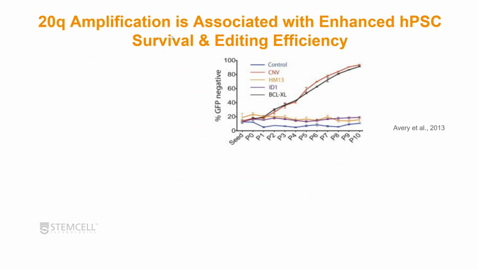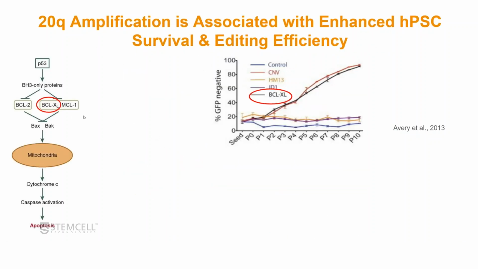So this 20q amplification is associated with enhanced pluripotent stem cell survival. And this study that came out a few years ago showed that within this region of 20q, the BCL-XL gene is the gene that is responsible for this enhanced survival. And so interestingly, BCL-XL lies within the p53 pathway. It's an anti-apoptotic protein that's repressed by p53, and it itself represses BAX and BAK, which are pro-apoptotic factors. And so when you overexpress BCL-XL, either because you have 20q amplification or by other means, then this would result in reduced apoptosis.